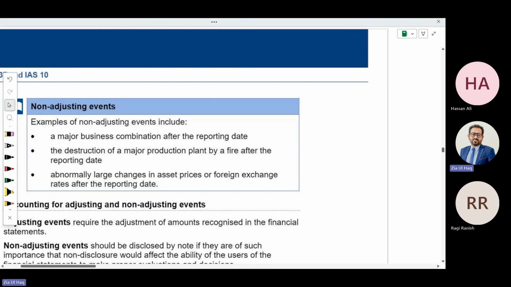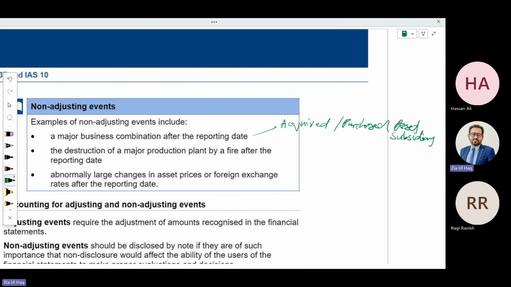What are examples of non-adjusting events? A major business combination after the reporting date, meaning you acquired or purchased a significant asset, or a subsidiary. Obviously, if a subsidiary is acquired after year end, the next year's financial statements will be consolidated financial statements.